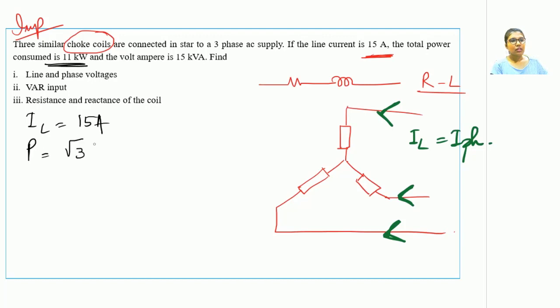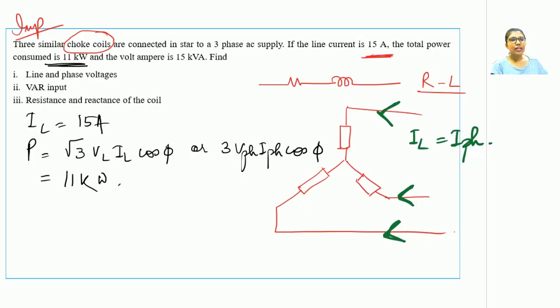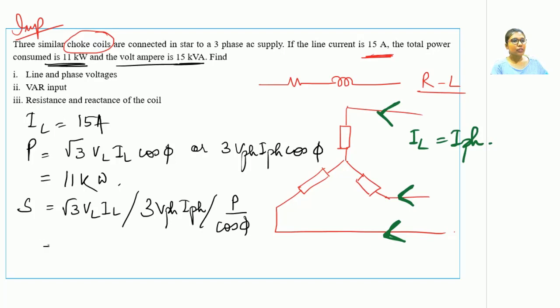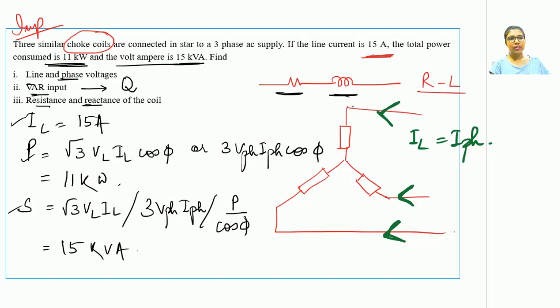By power it means root 3 VL IL cos phi or 3 V phase I phase cos phi. That value is given as 11 kilowatts. The volt amperes is given as 15 kilovolt ampere. S has got 3 expressions. I am writing them all. And the value of S is given as 15 kilovolt amperes. Now these 3 values are known to us, and the values that have been asked to figure out are the line and the phase voltages, the VAR input. By VAR input it means the reactive power Q, and resistance and reactance of the coil, that is the element values of the load impedance.